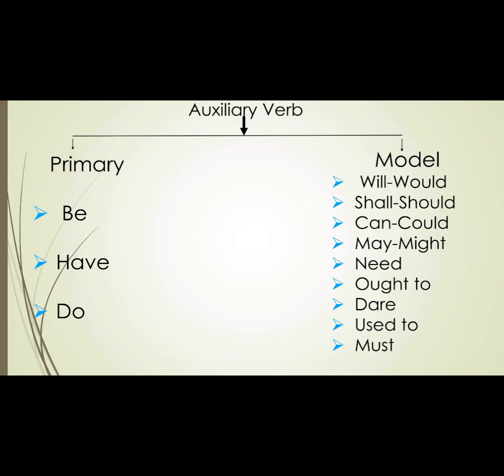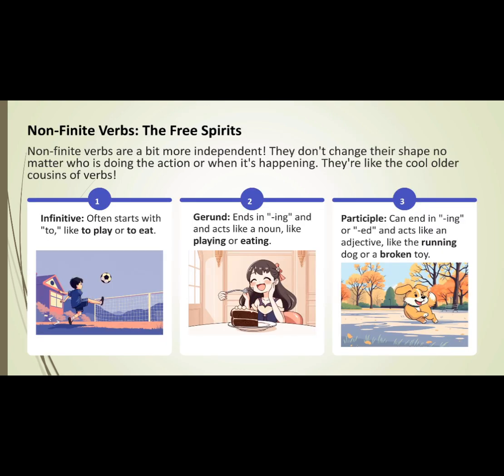You must also know that these modal verbs are the same for every subject like I, we, you, they, he and she. These modal verbs are always followed by V1. Now, let us know about non-finite verbs. A non-finite verb does not show tenses and it cannot stand alone as a main verb. In non-finite verbs, we have infinitives, gerunds, and participles.